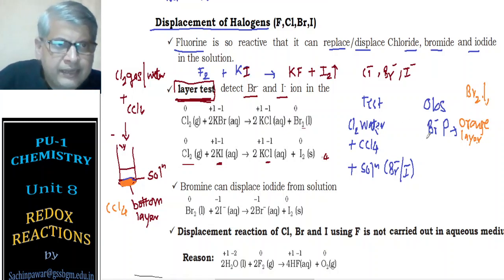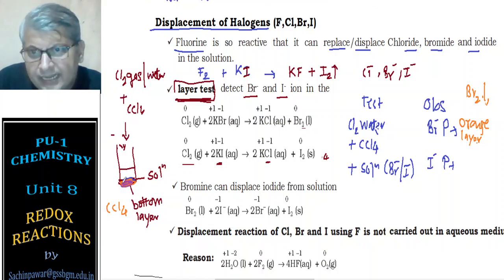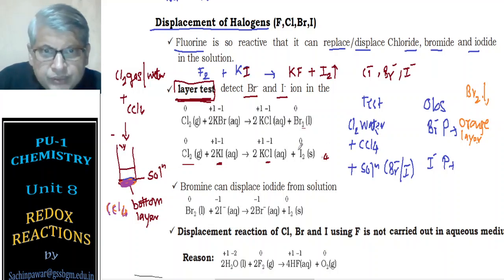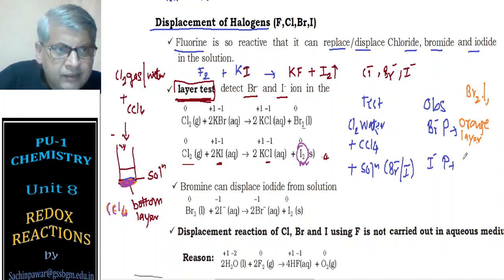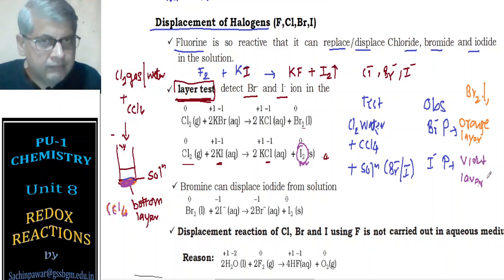And if iodide is present in the solution, then you will see that it becomes a violet color, because the carbon tetrachloride will absorb the iodine, and here you will get a violet colored layer. This is a simple test to identify whether the given solution contains the bromide ion or the iodide ion or not.